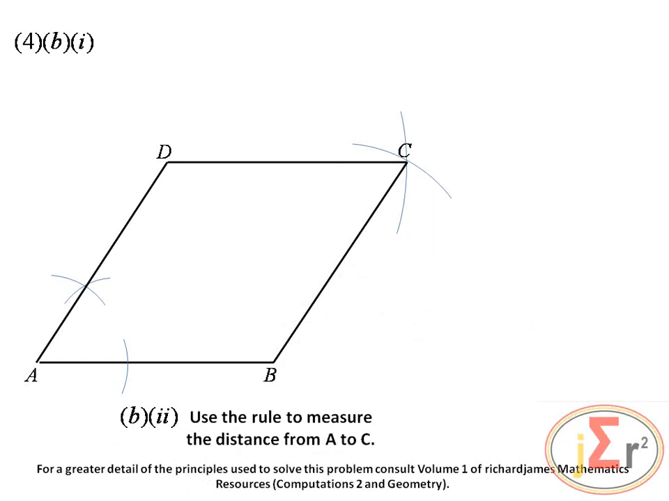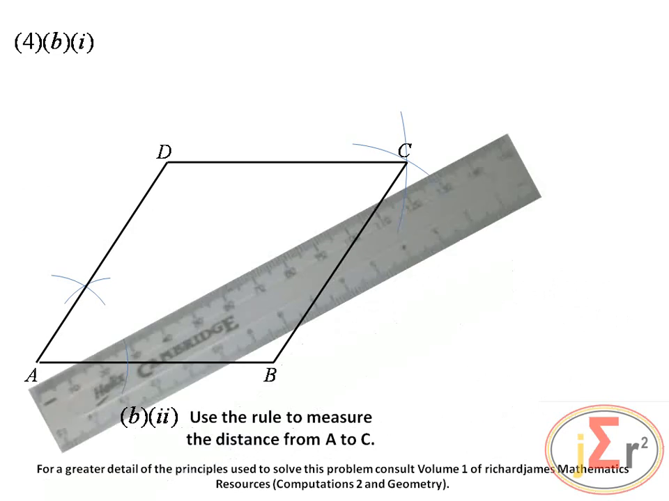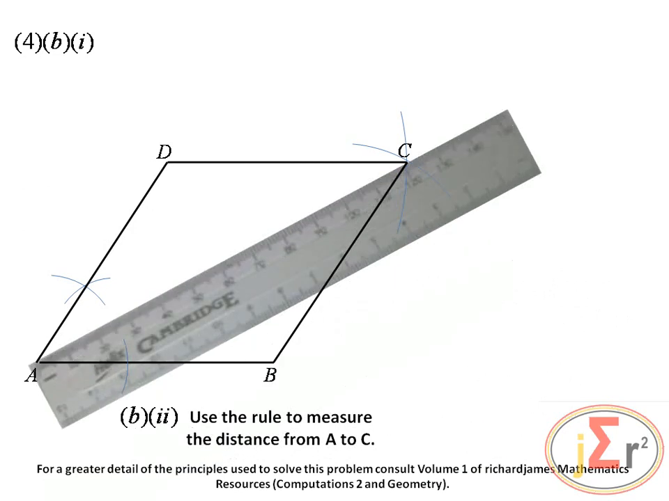Use the ruler to measure the distance from A to C. And by the looks of it, it is a little bit or a wee bit past 12 centimeters. So it's around about 12.1 centimeters. AC is equal to 12.1 centimeters. Now we are going to have a lot of fun.